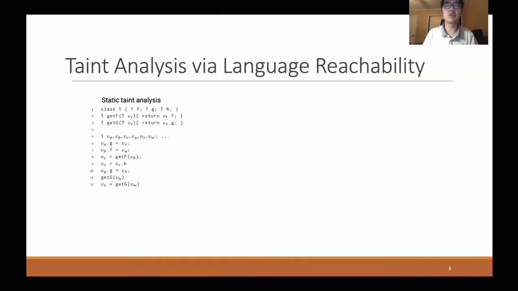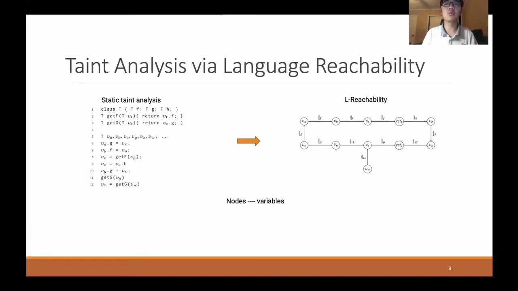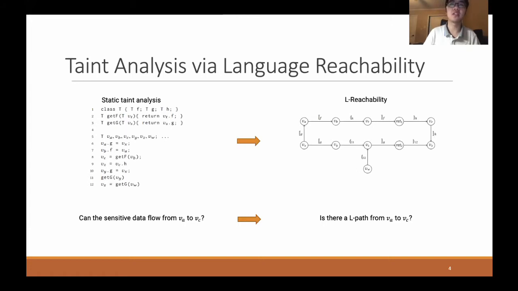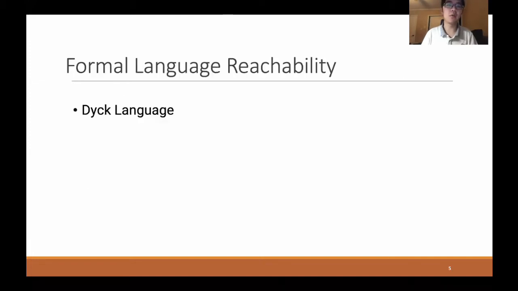A popular approach to solve this problem is to formulate the analysis as a formal language reachability problem in graphs. In the graphs, nodes represent the variables in the program, and the edges are data flows between variables. The question of whether the sensitive data can flow from variable VA to VC now becomes the question of whether there is a path from node VA to node VC such that the edge labels of the path form a word in the formal language. The most commonly used language for the formal language reachability problem is the Dyck language.